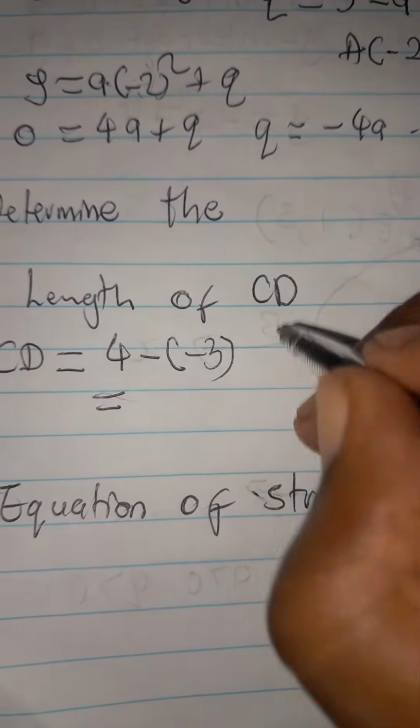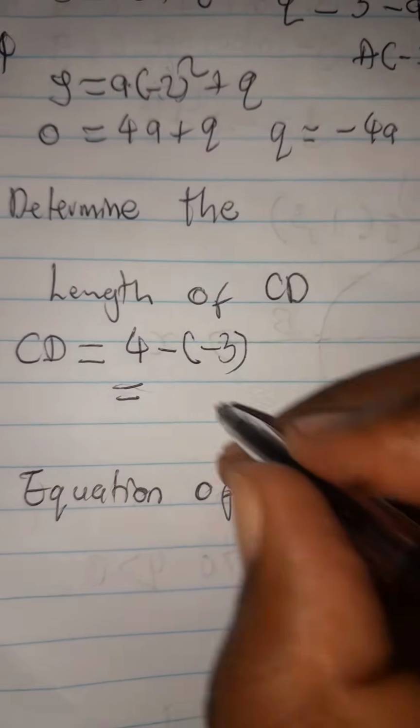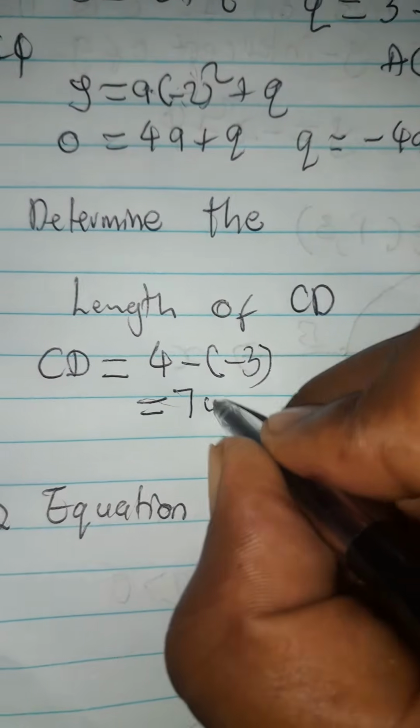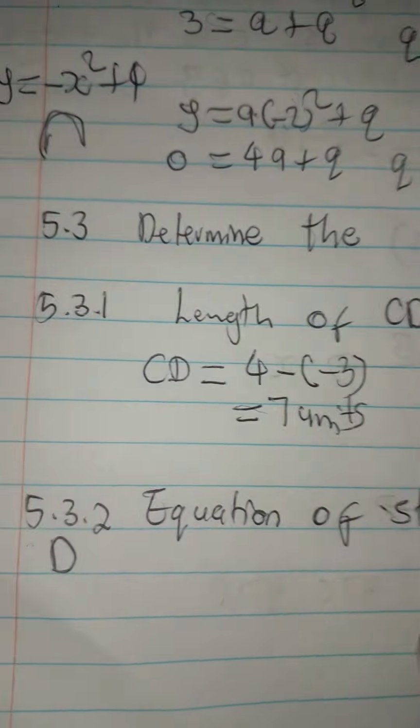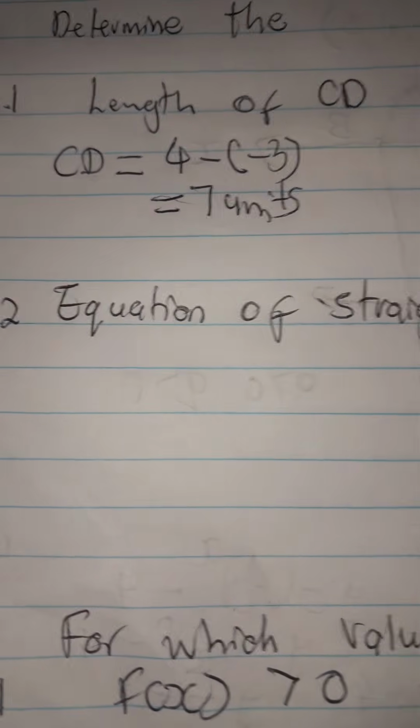So in other words, it's yc minus yd. So in this case, negative 4 minus negative 3, that will be 7 units. So we are done with 5.3.1. Then we go to 5.3.2.